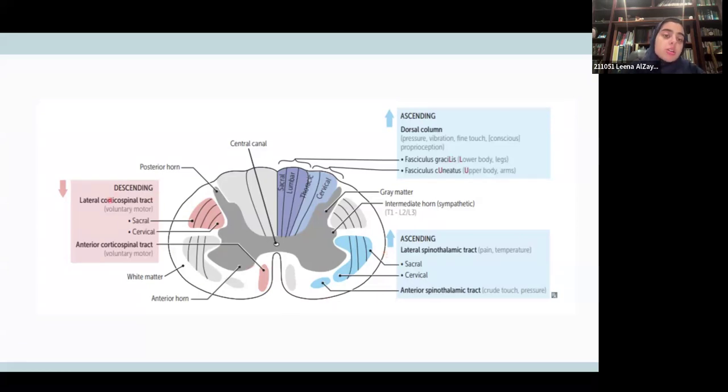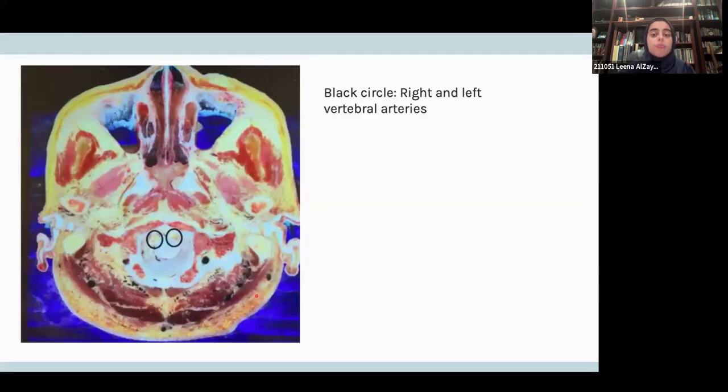The descending tract is the corticospinal tract, which is similar to the lateral spinothalamic tract in the sense that the cervical fibers are more medial and the sacral fibers are more lateral. And that's pretty much it for the tracts.